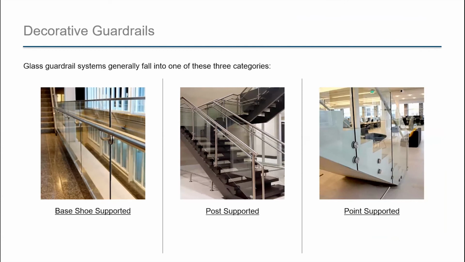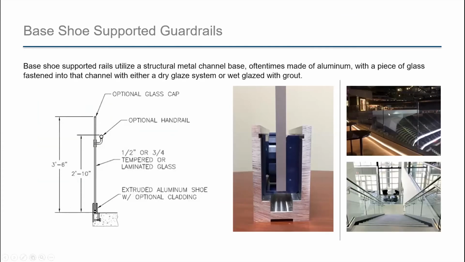In terms of decorative guardrails, glass guardrails generally fall into one of these 3 categories: base shoe supported, post supported, and point supported type systems. Some of the advantages when designing with base shoe supported guardrails are versatility, ease of attachment, and fabrication. These systems also allow you to customize your top rail and/or hand railing.